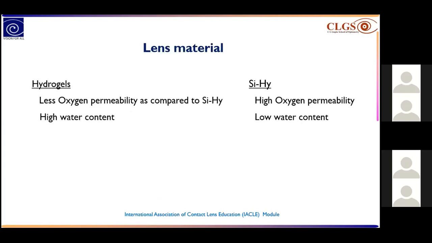So next one is lens material selection. There are two types of lens material available in the market. One is hydrogel and another is silicone hydrogel. Hydrogel lens material has less oxygen permeability as compared to silicone hydrogel materials, and the hydrogel material has a high water content. However, the silicone hydrogel materials have a low water content. The meaning of oxygen permeability is how much oxygen is passing through that particular contact lens material. That is your oxygen permeability.